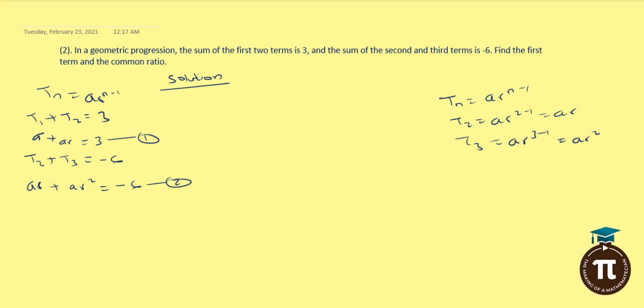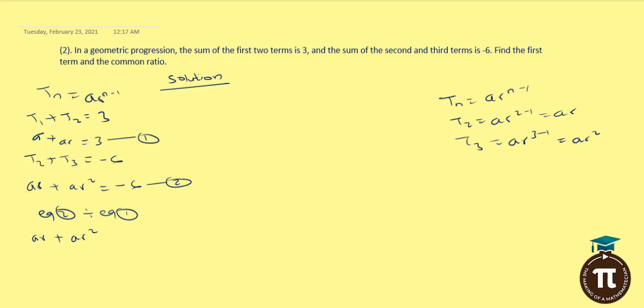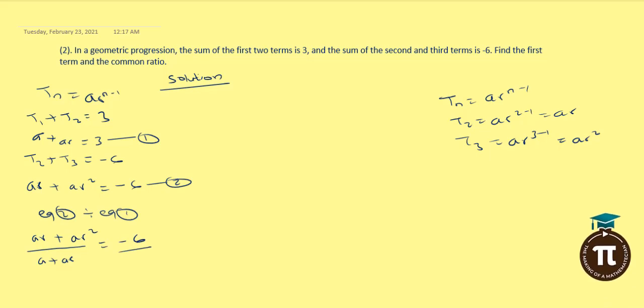Now I am going to solve these two simultaneously, but whenever you have a GP, especially in this form, and you want to solve, just divide equation 2 by equation 1. At the left hand side of equation 2, I have ar plus ar squared divided by a plus ar, which is equation 1, is equal to minus 6 divided by 3.